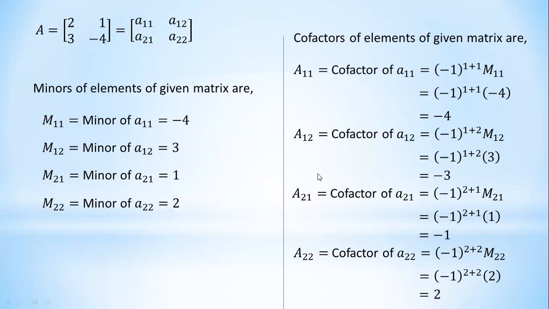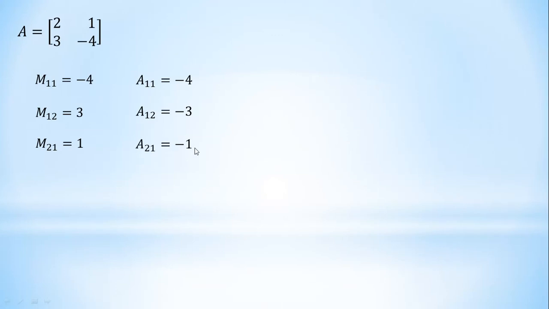Now we will find out the cofactor matrix. So again see here, this is the given matrix. This is the minor, that is minus 4. Its cofactor is again minus 4, same. Then M12 is equal to 3, A12 is minus 3, M21 is equal to 1, and A21 is equal to minus 1, M22 is equal to 2, and A22 is equal to 2. So in short, minors and cofactors, you can write like this.